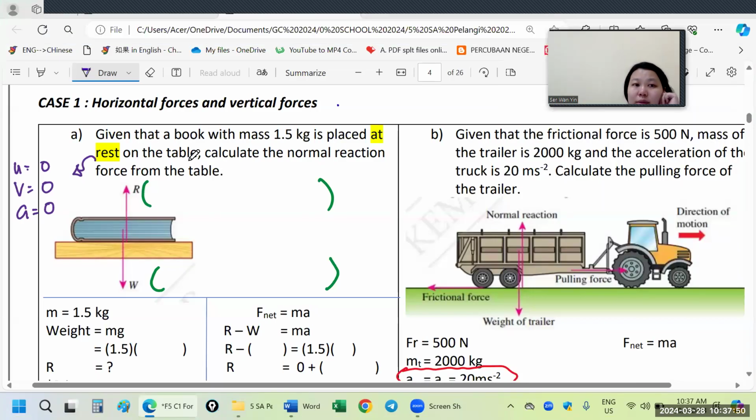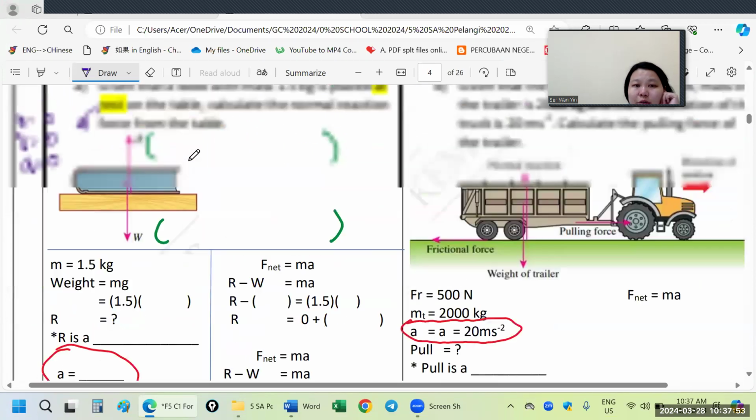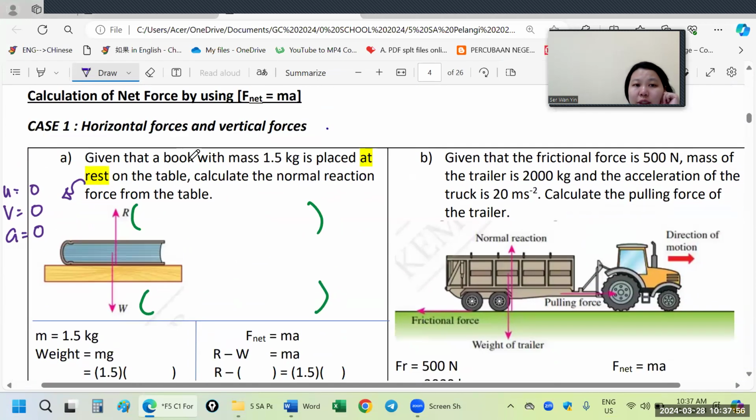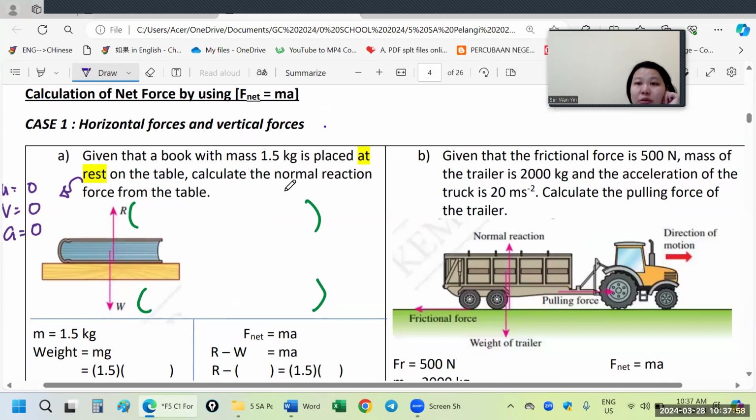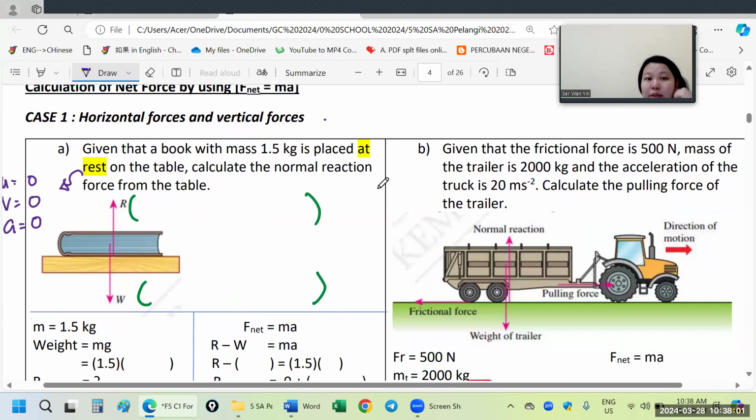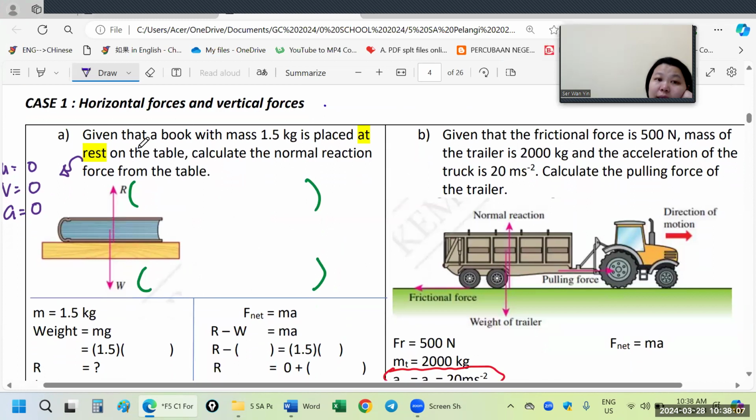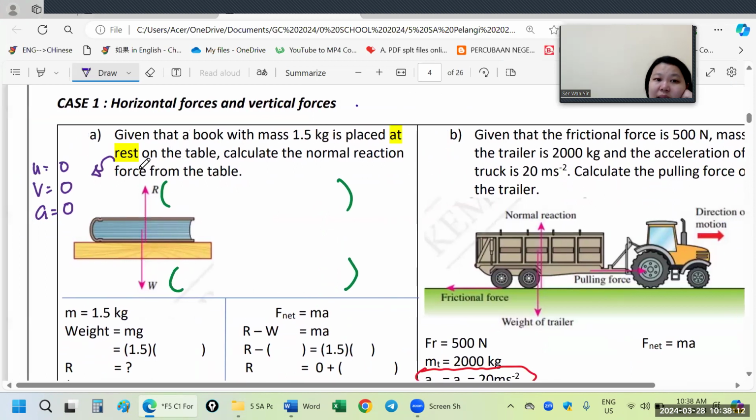Okay, let's start with page 4 and this part. Calculation of net force by using net force equals to MA. Case 1 is horizontal force and vertical force. Given that a book with mass 1.5 kg is placed at rest. At rest actually means here U equals to 0, initial velocity 0, V final velocity 0, and A acceleration 0, right?